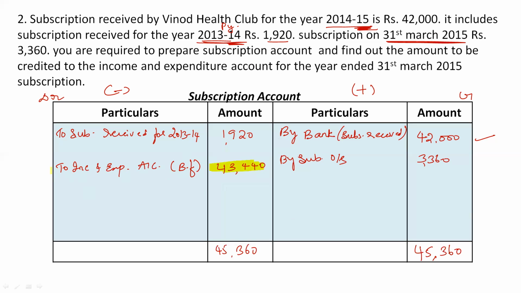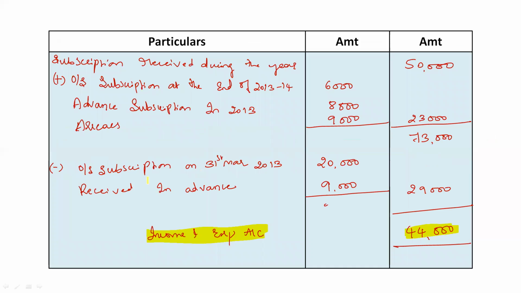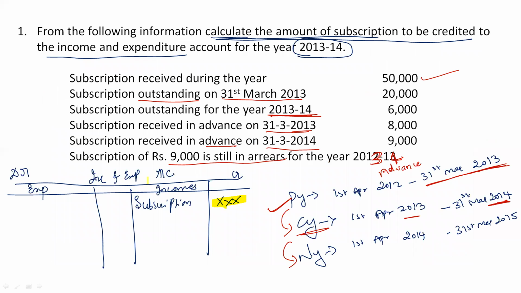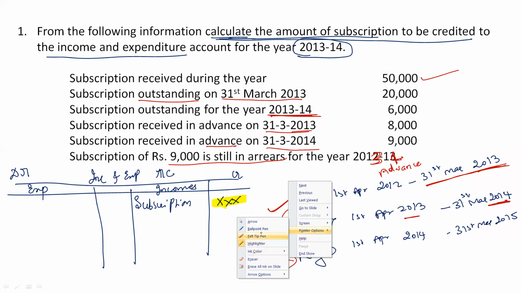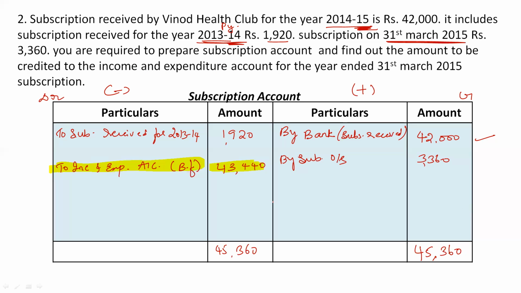So the same question you can do without preparing the account, like how we did in the previous one. And also the previous question you can try to prepare in the account format. Take the same question, prepare the subscription account out of it for better understanding, and then take the next question and just calculate the amount without preparing the account. Then you will be very clear with this concept.